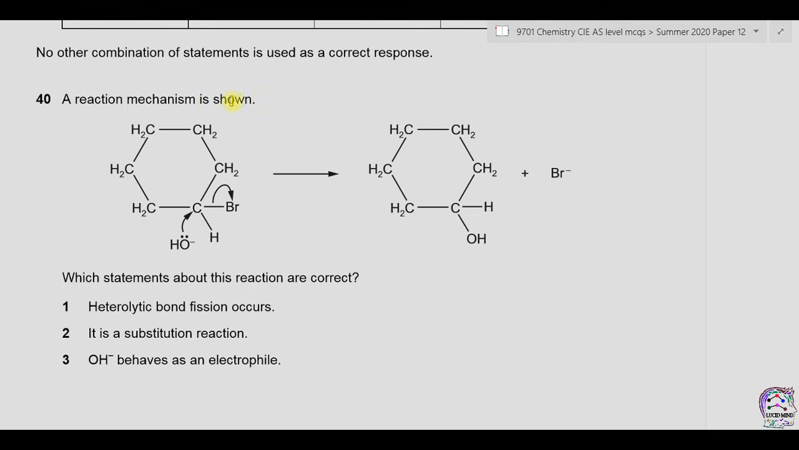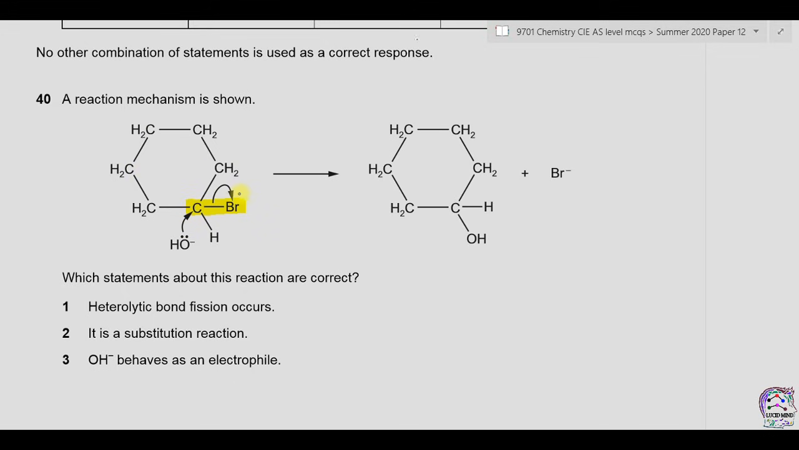Question 40, a reaction mechanism is shown. This is the reaction. Which statements about this reaction are correct? One says hydrolytic bond fission occurs. Now we can see the carbon and bromine bond in this one. Now this carbon is attached to 4 groups. One is Br, one is H and 2 are from the ring.